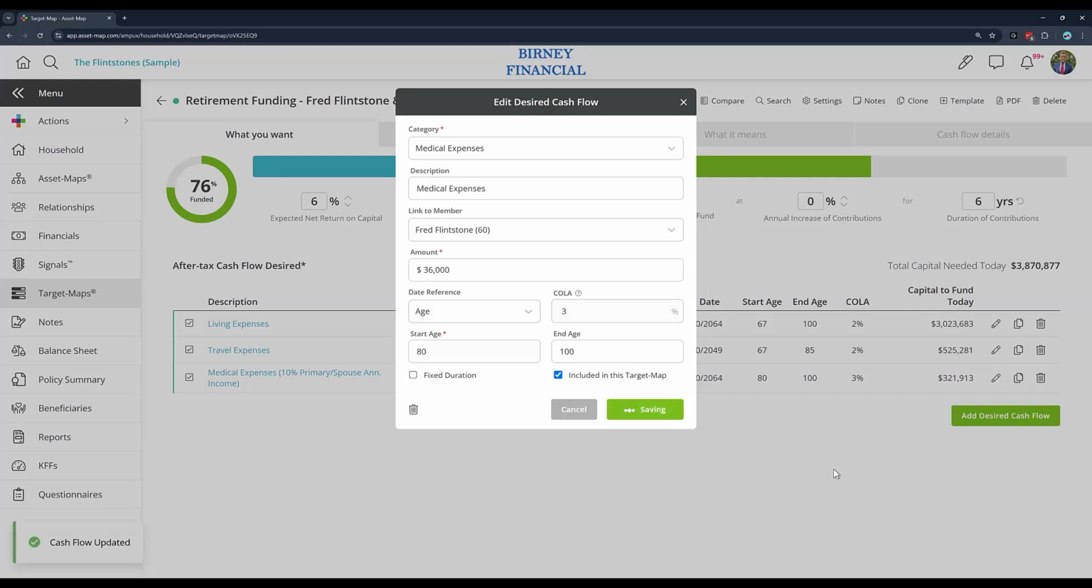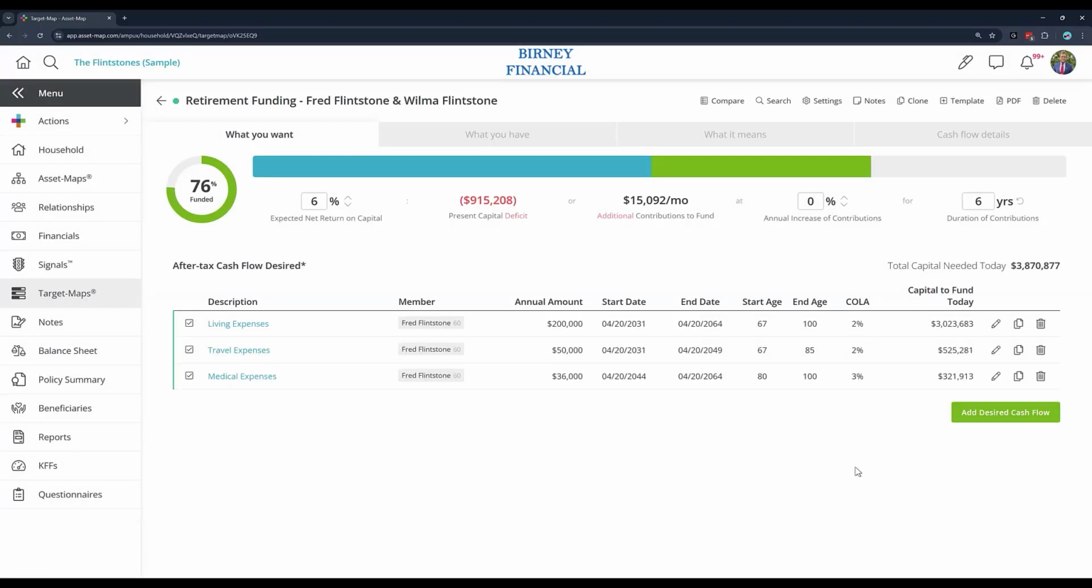If you don't need it for medical stuff, put it towards your travel budget, whatever feels good to you. So what do I have to have today in capital to fund this retirement dream successfully and sustainably? About $3.87 million. Now, what do we currently have?